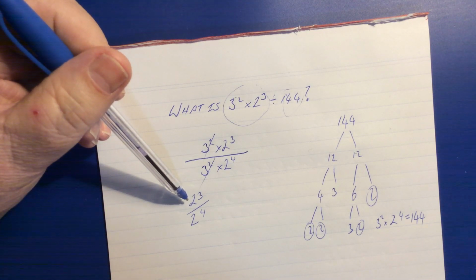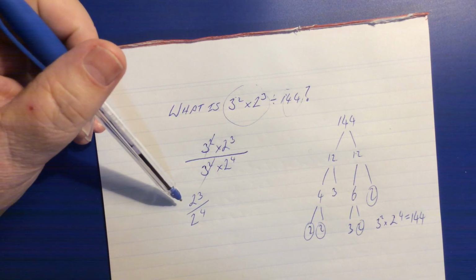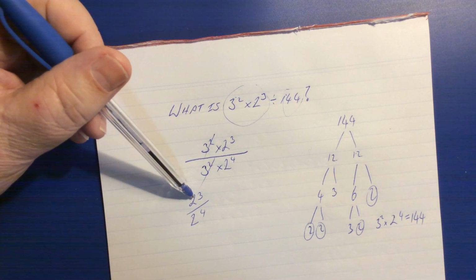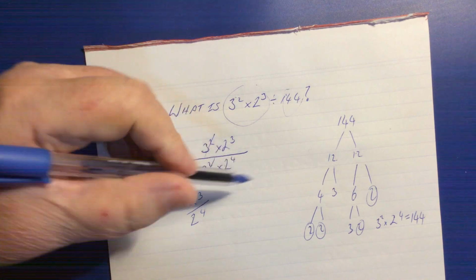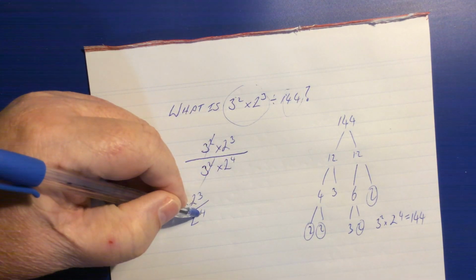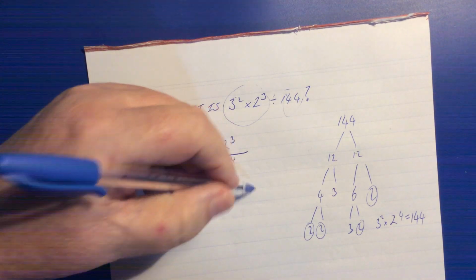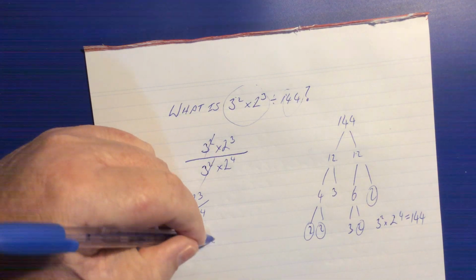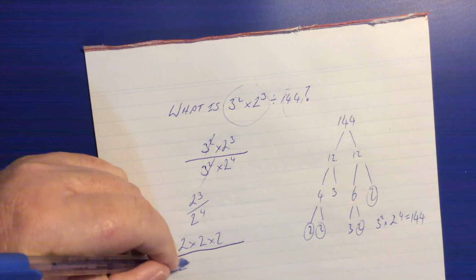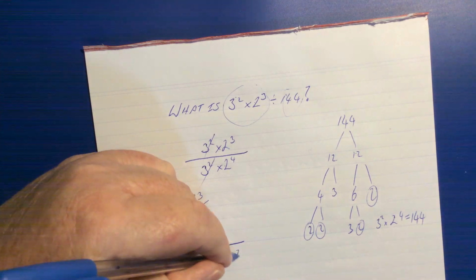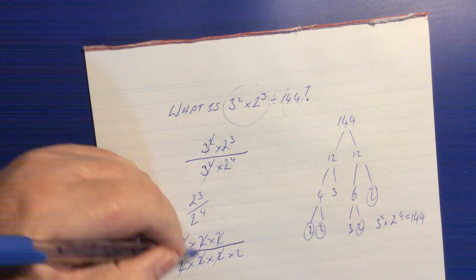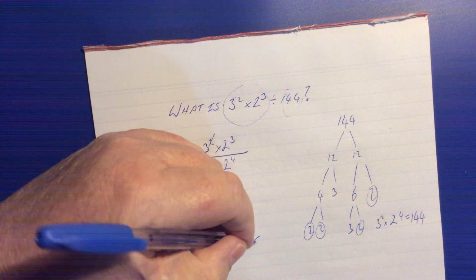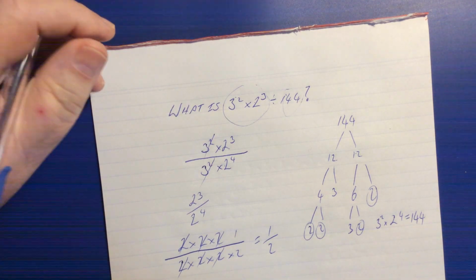Now, those of you familiar with the laws of indices will note that these have the same base. So what I'm going to wind up doing is I'm going to subtract this from that. Or, to put it a little more plainly, I'm going to do this. Now, these of course cancel to 1, so I wind up with 1 over 2.